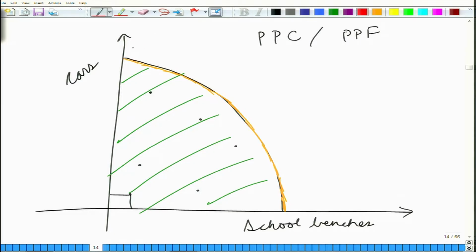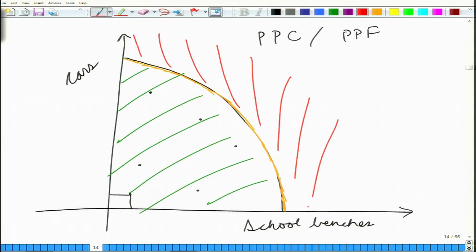And anything that is outside, in this red region, is something that you cannot make, because your resources are limited. So suppose you said that I am going to make 100 cars and 12,000 school benches. At this point you have 100 cars and 12,000 school benches, but your amount of iron and steel is such that you cannot go with both of these. So you will have to restrict yourself somewhere.